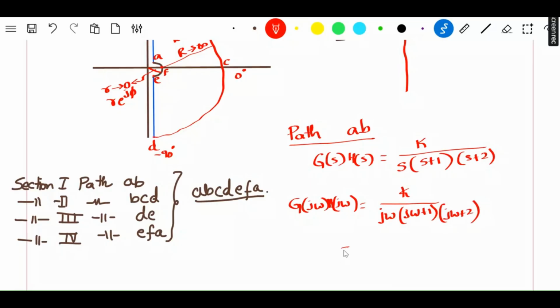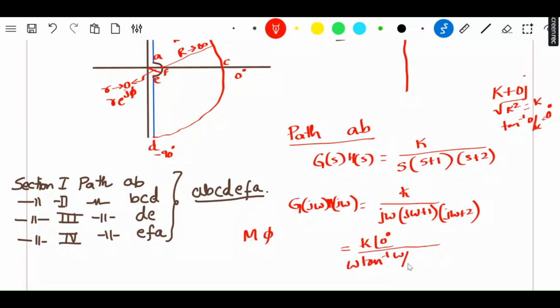Now we'll put all the magnitude and phase like what we did in the previous problem. So magnitude for K is square root of K square, which is K, and angle is 0 degrees. Why? Because K means it is K plus 0j. So square root of K square plus 0 square is K, whereas angle is tan inverse of 0 by K. So therefore it gives you 0 degrees. Whole thing divided by magnitude of j omega, which is square root of omega square, it remains omega, whereas the angle is tan inverse of omega by 0.